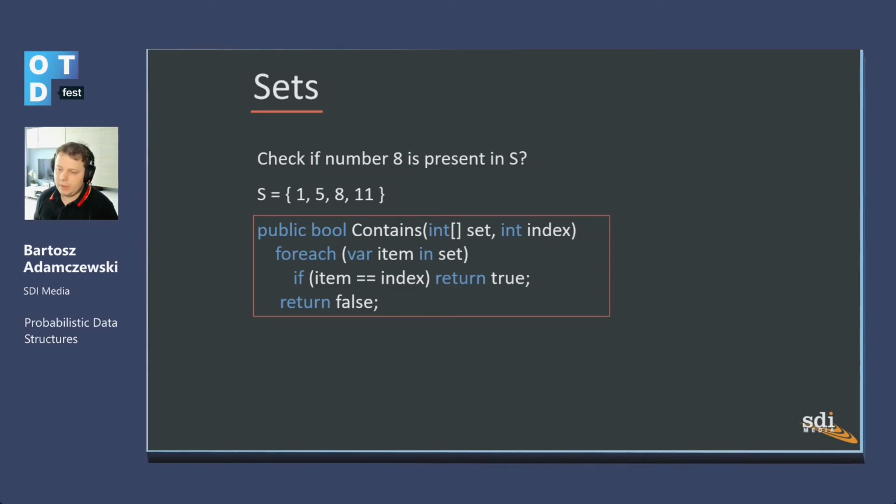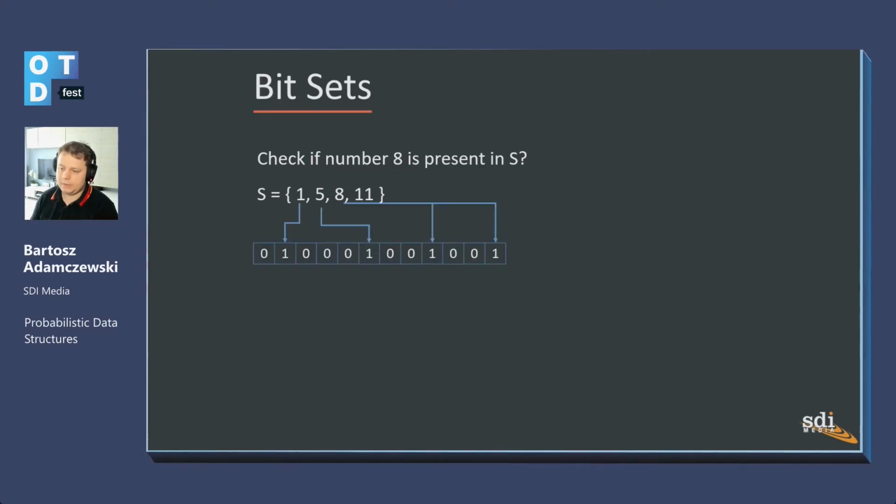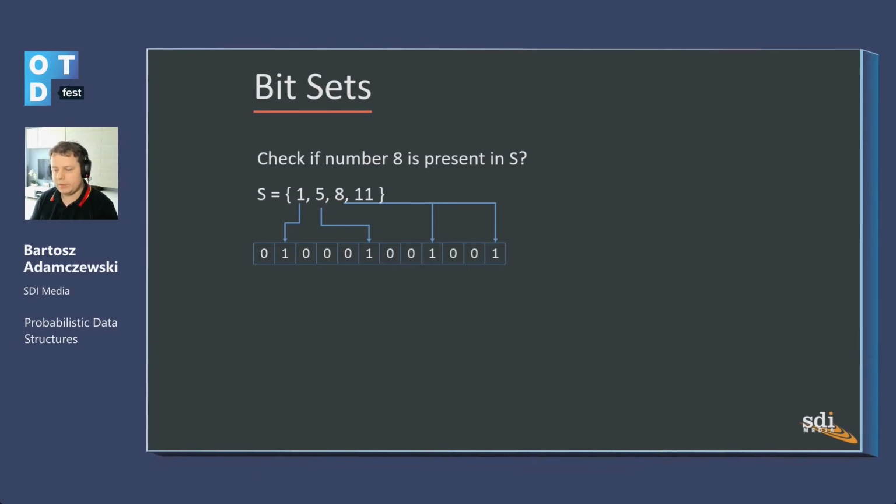So there's a better way to represent sets, actually, and they're called bit sets. A bit set is a different representation of the set. We're going to have a bit mask now, and if an item is present in the set, we're going to have a 1 under that index.